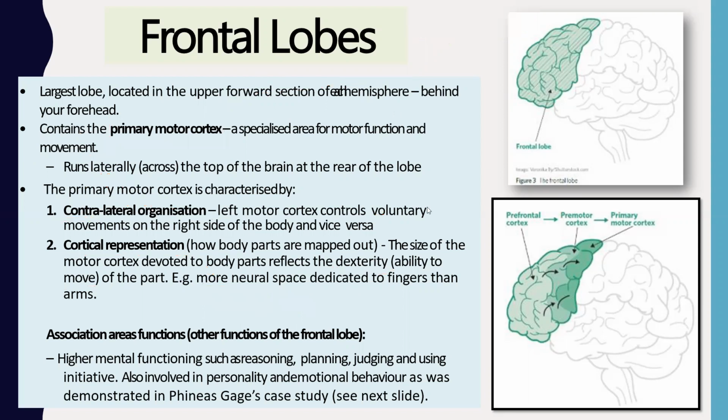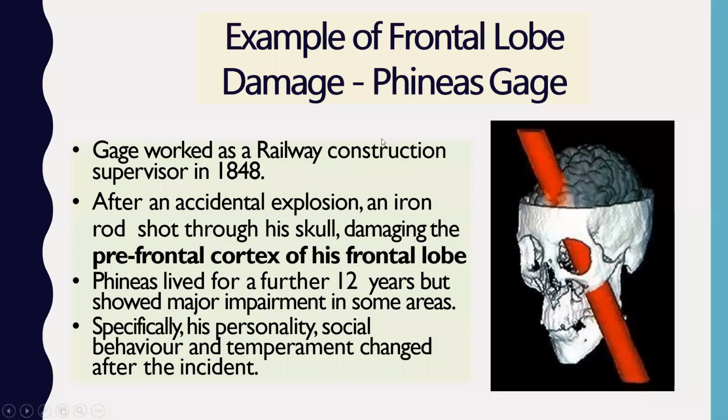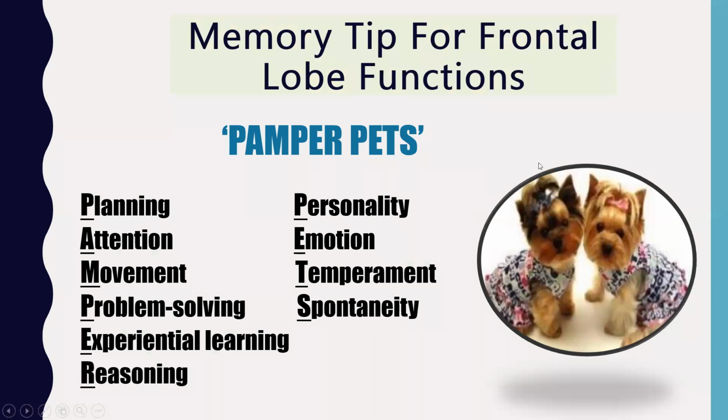So that's basically what the frontal lobes are about. Okay, just remember, frontal lobe contains the primary motor cortex. Primary motor cortex is responsible for movement. That's the primary function of the frontal lobe. What about the other functions of the frontal lobe? Let's have a look. So just before I go, I want to show you the other functions. We use this memory chip called Pamper Pets to remember some of the other functions, including movement as well, but some of the other functions that are the responsibility of the frontal lobe.